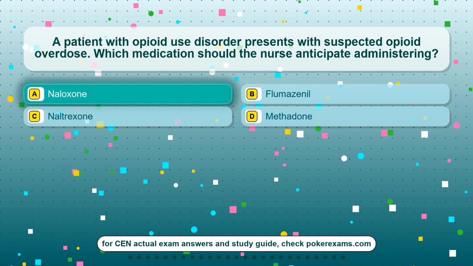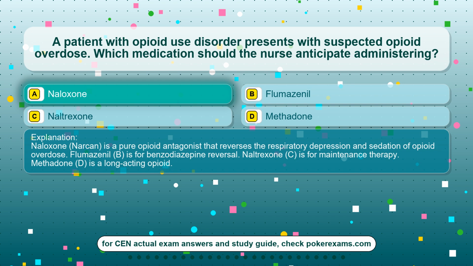The correct answer is option A, naloxone. Naloxone, Narcan, is a pure opioid antagonist that reverses the respiratory depression and sedation of opioid overdose. Flumazenil, B, is for benzodiazepine reversal. Naltrexone, C, is for maintenance therapy. Methadone, D, is a long-acting opioid.